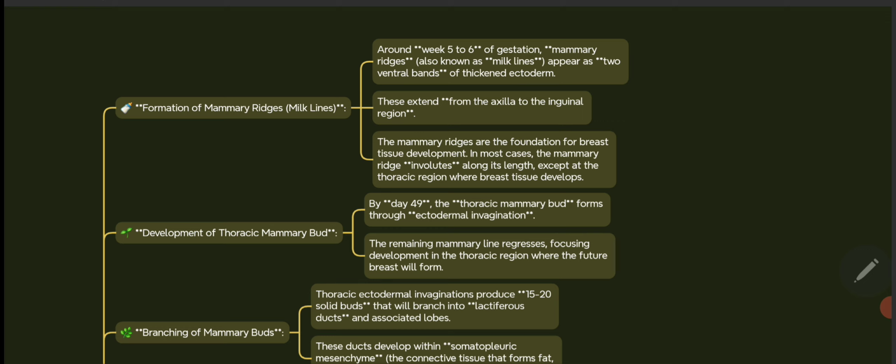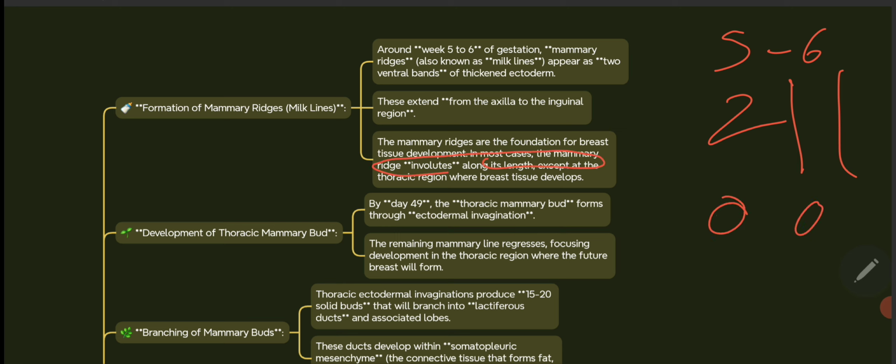There are 3 points about the mammary ridge or the milk lines that we have to remember. It happens around 5 to 6 weeks. Two ventral bands appear, and those are the foundation of the breast tissue. In most cases, the mammary ridge involutes in the other parts and remains in the thorax. That's how the breast tissue develops.